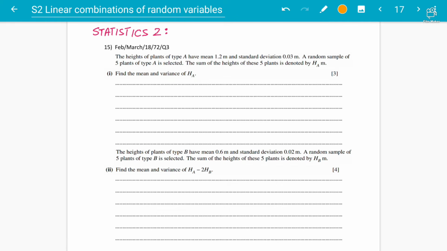So today we have the Statistics 2 of A-level mathematics, linear combinations of random variables chapter, and we are going to solve a topical past paper question in which I'm going to explain the concept theory as well, and how do you solve this mean and variance thing of linear combinations of random variables.